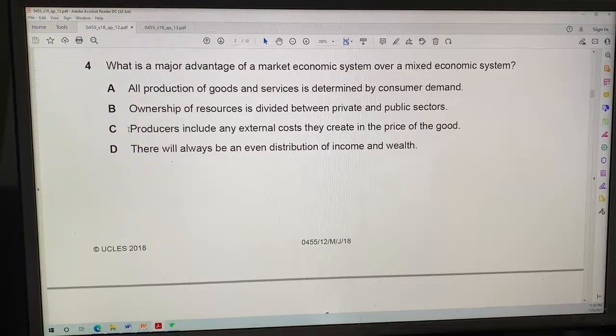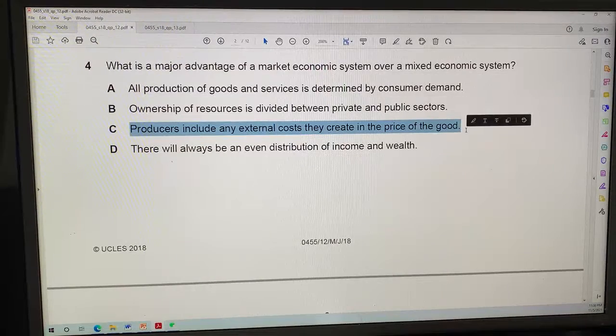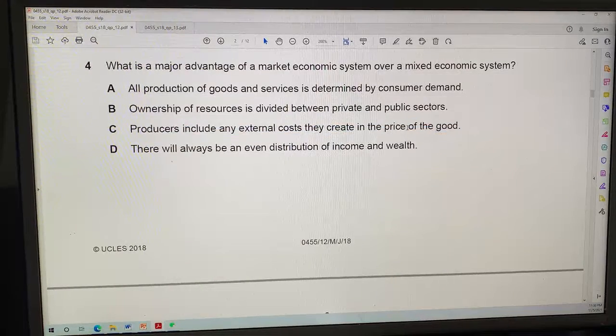C, producers include any external costs they create in the price of the good. This is not true in a market system. Probably also not true in a mixed system. Private companies don't include external costs they create in the price of the good. It's not in their interest.